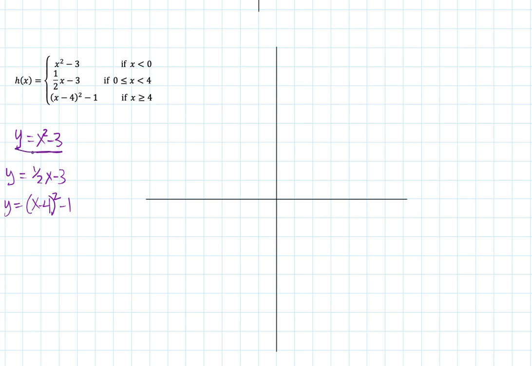I'll do this one in purple. So x squared minus 3. Well, that's a parabola, but it's down 3. And you can always plug in numbers. Wow, I'm concentrating really hard on this.